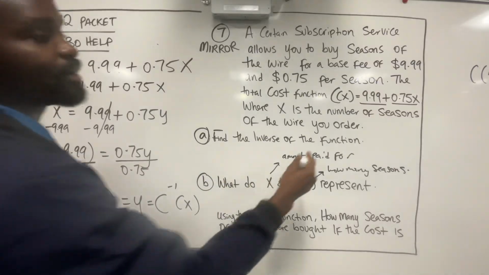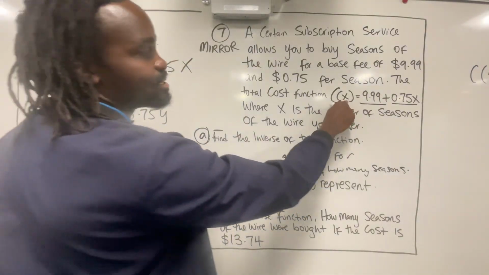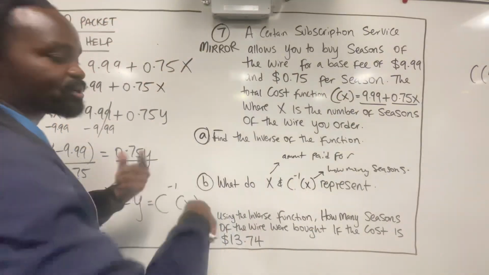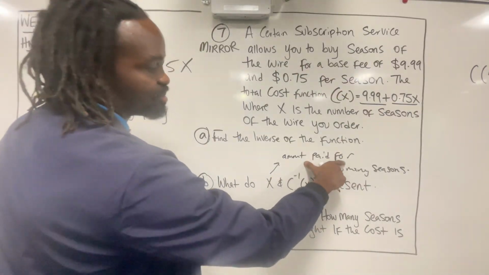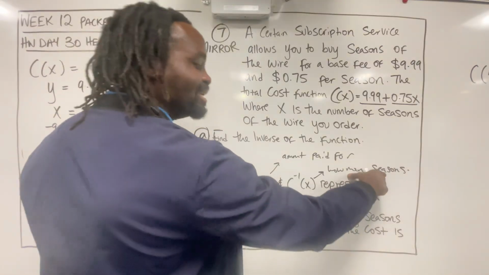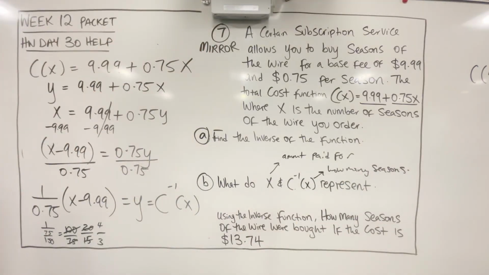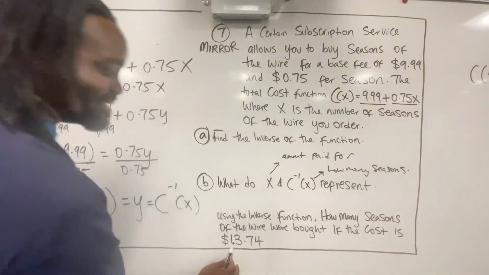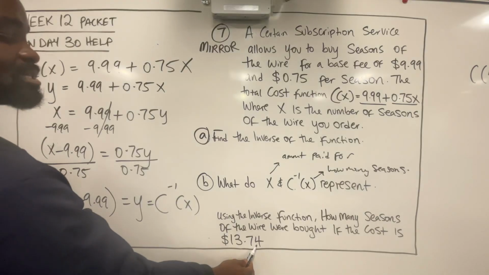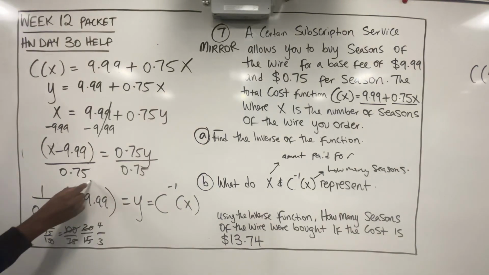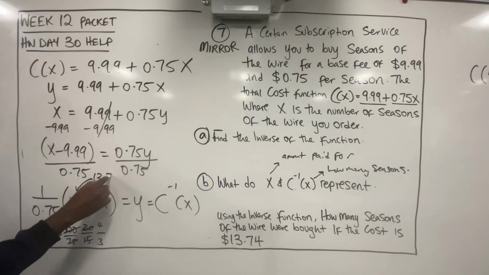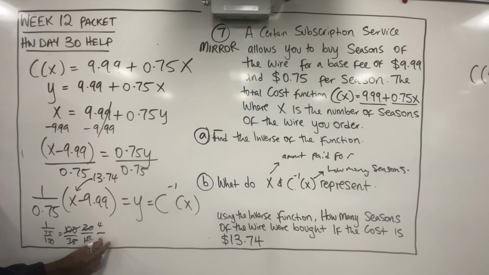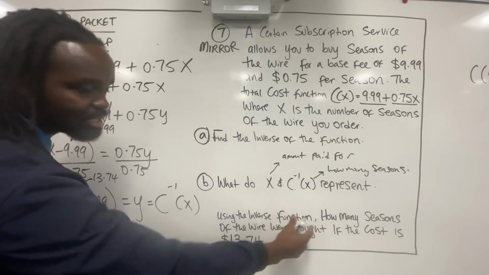So if your original function took in X, how many seasons of The Wire you bought, and cranked out the total cost you paid for this subscription service, the inverse function will take in the total amount you paid for the subscription service and tell you how many seasons of The Wire you actually purchased. So using the inverse function, how many seasons of The Wire were bought if the cost is $13.74 for the subscription service, you would plug that $13.74 in here, subtract $9.99 from it, multiply it by 4/3, and that would actually tell you how many seasons of The Wire you bought.